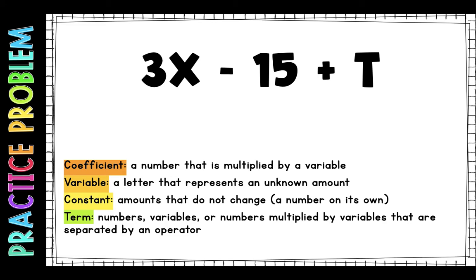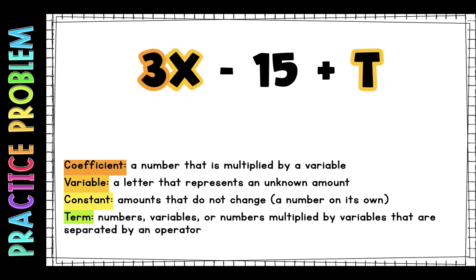All right, let's check your work. We're going to start by labeling the coefficients. Remember, a coefficient is a number being multiplied by a variable. So in this case, 3 is the only coefficient. Now, when I'm looking for variables, I'm just looking for any letter that represents an unknown amount. I see x and t in this equation. So x and t are the variables.